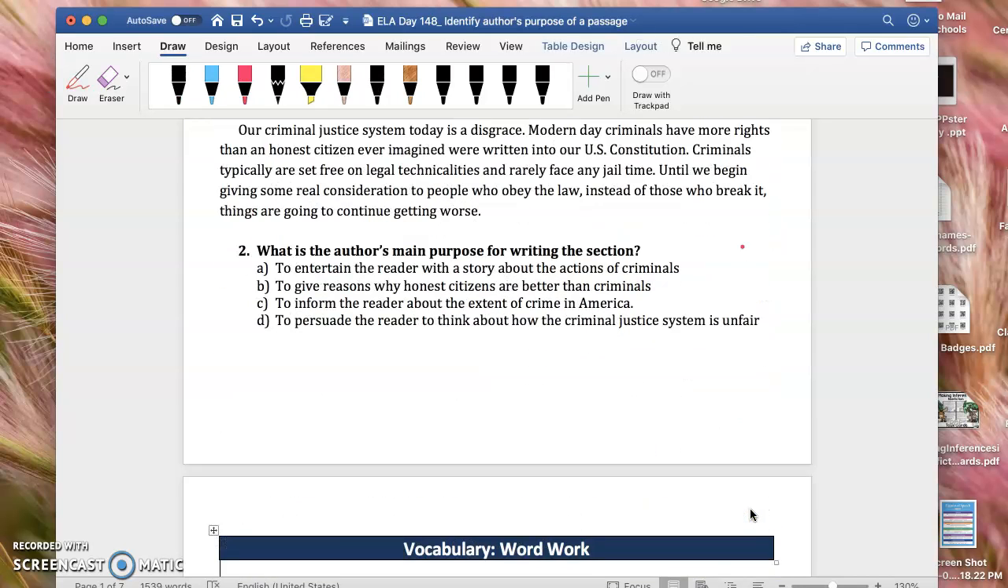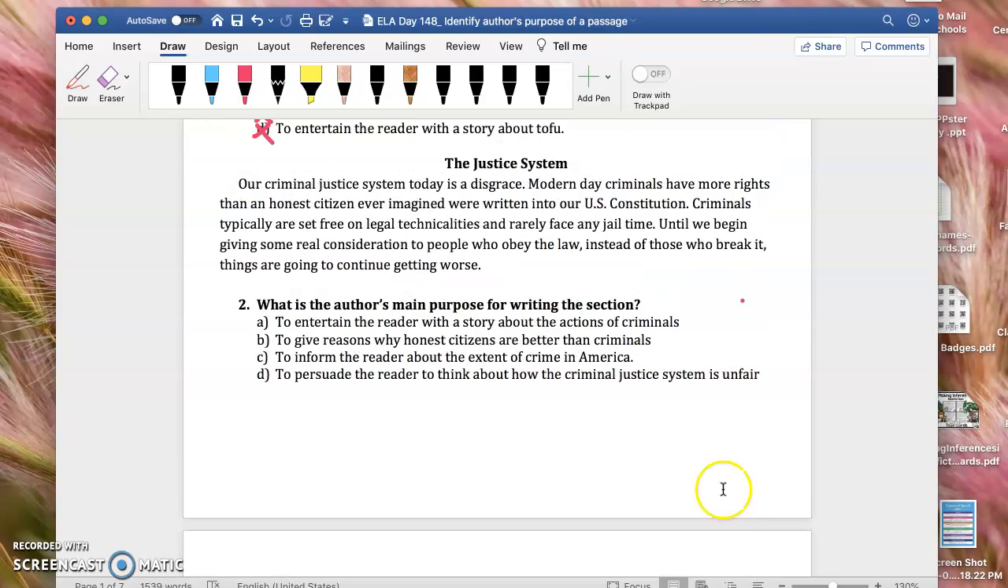So let's continue to passage number 2, which is the justice system. We know that the topic is our criminal justice system of today, right? And it's saying that it is a disgrace. So the author is giving their opinion of what the criminal justice system is like, right? Now, when I look at the answer choices, I can automatically eliminate A because this is not an entertainment text. It's not in story form. There are no story elements. I'm also going to eliminate B because that's not even a part of our author's purpose. It's not persuade, inform, or entertain.